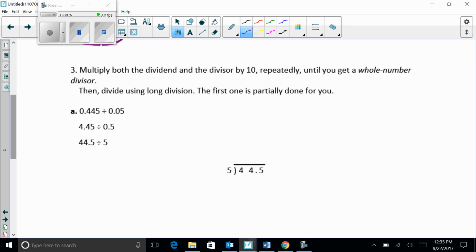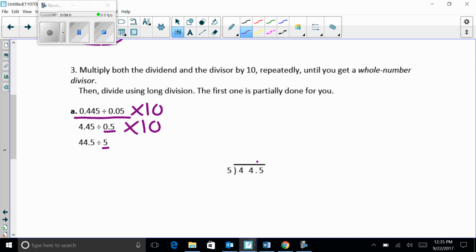So from this first example to get to the second, I'm multiplying everything by 10, so both the divisor and the dividend. But you notice I still have a decimal in my divisor. So I multiplied both of them again by 10, and that left me with a whole number divisor. You still are allowed to have a dividend that has a decimal in it. Okay? So now we're going to divide and we're going to solve the problem.